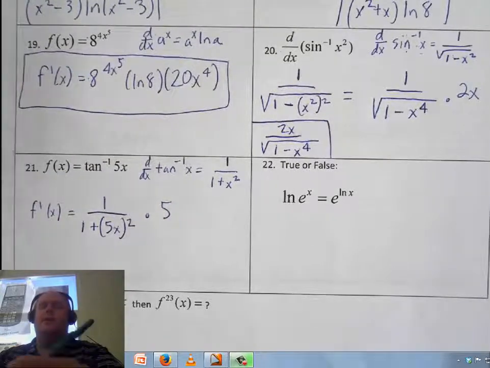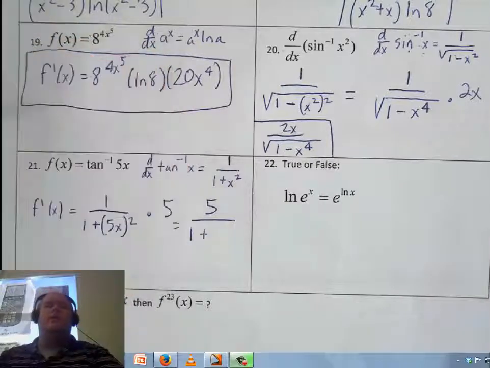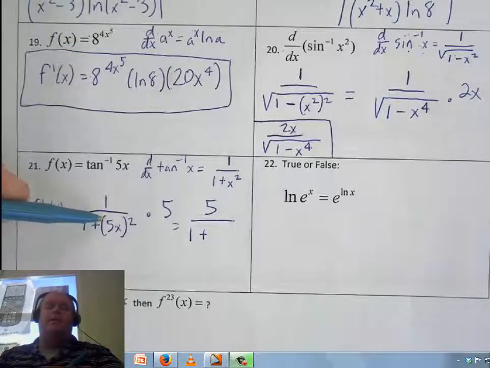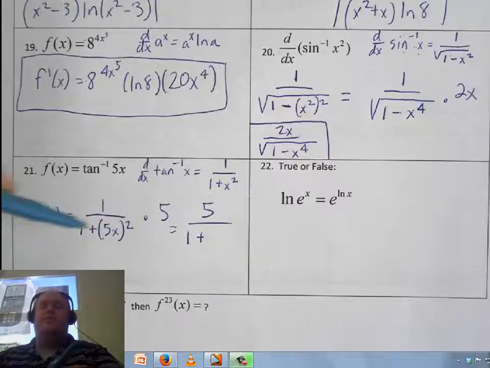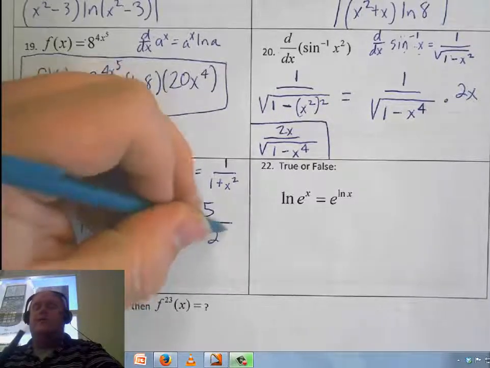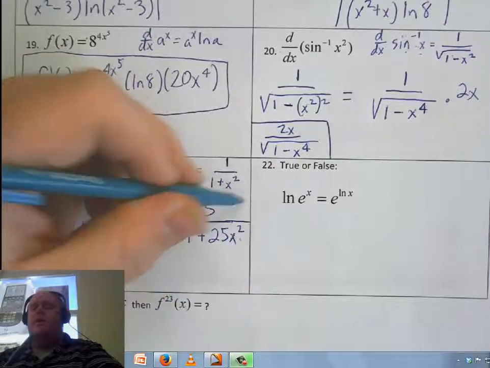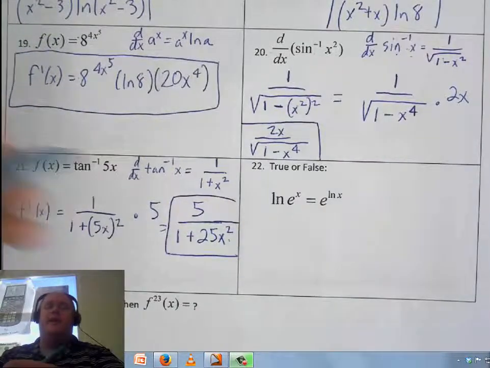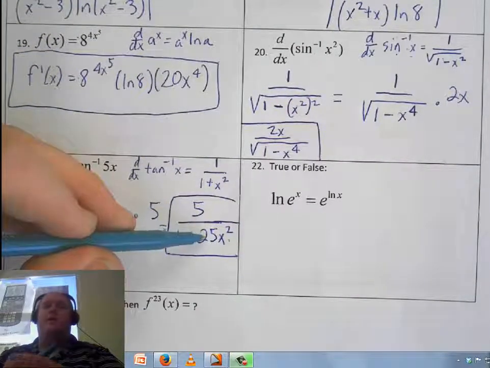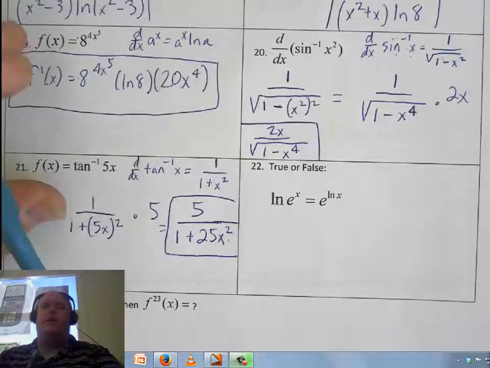When I rewrite this, I'm going to get 5 over 1 plus. Now notice the way I wrote it intentionally was that the square applies not only to the x but also to the 5. So 5 squared is 25. x squared is x squared. And so that would be our answer. And no, that cannot be simplified. Yes, I know 5 goes into 25, okay, but 5 doesn't go into 1. So there's no greatest common factor to take out.